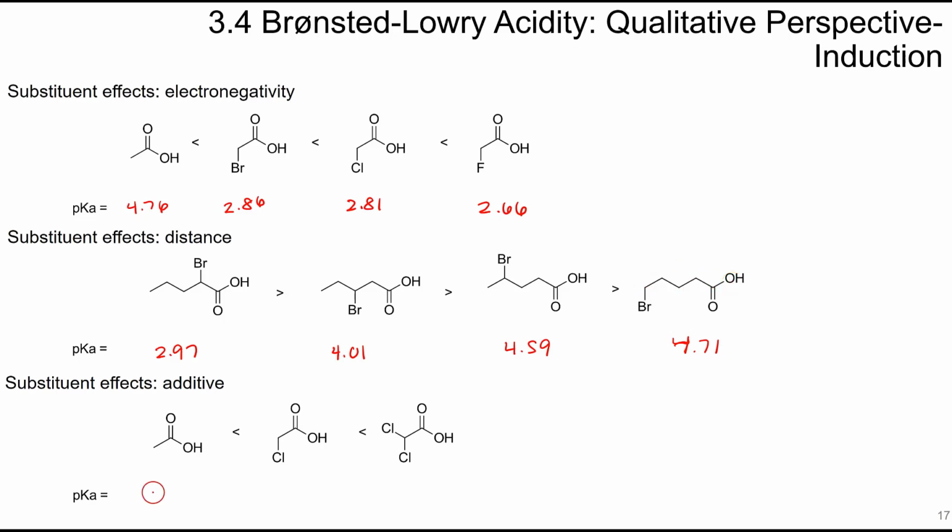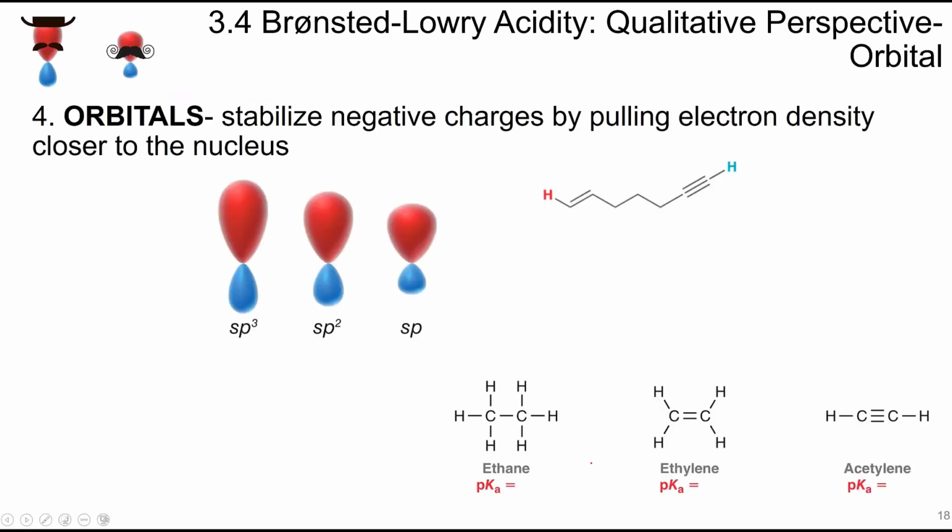There's also additive effects. So again, this is 4.76. If we add 1 chlorine, the pKa drops to 2.81, and then adding 2 chlorines drops it even further. And the last one that we'll look at is orbitals. So the type of orbital can stabilize the charge differently by pulling electron density closer into the nucleus. So we have sp3, sp2, and sp.